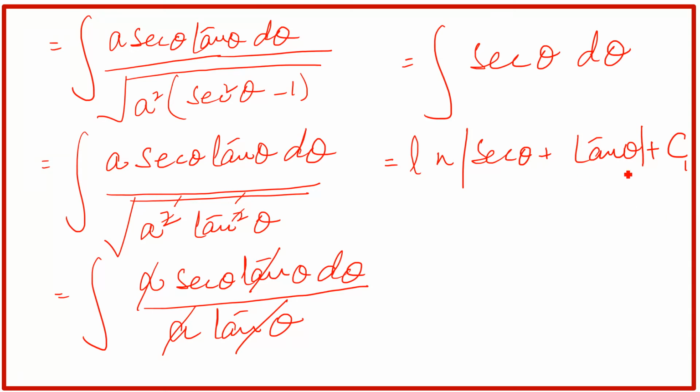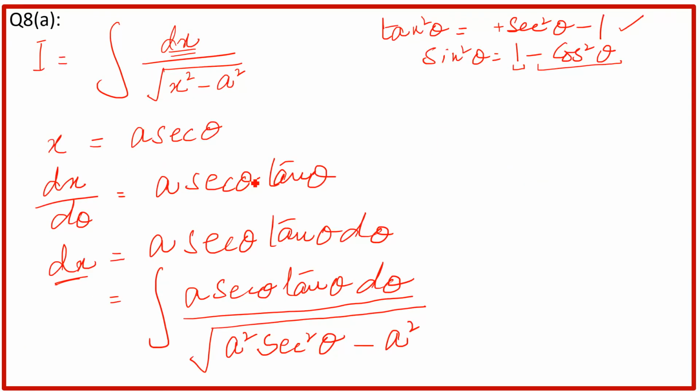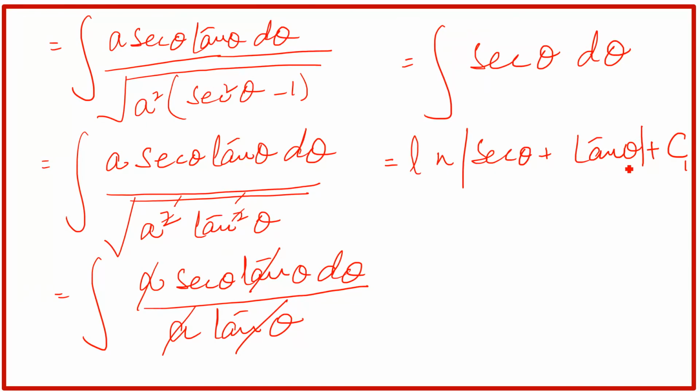This is not your answer. This is the integration, but this is not your answer. Why? See here that this is the secant theta. This is fine. Here we have assumed a secant theta is equal to x. But here we have tan theta as well. So we have to convert this tan theta into secant theta.